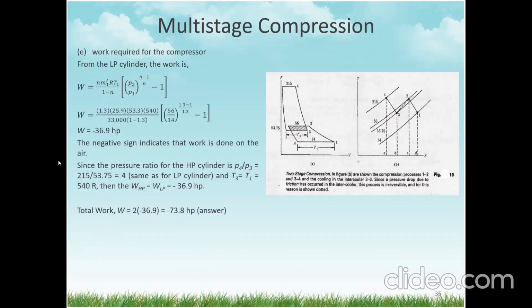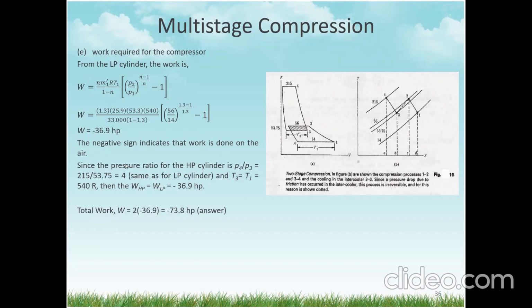So the work required for the compressor from the LP cylinder, the work W is equal to n m1 prime R T1 over (1 minus n) times [(P2 over P1) to the (n minus 1) over n, minus 1]. That is the work of compression. So work is 1.3 times 25.9 times 53.3 times 540 over 33,000 over (1 minus 1.3) times [(56 over 14) to the (1.3 minus 1) over 1.3, minus 1]. So negative 36.9 horsepower. The 33,000 is the conversion. So the negative sign indicates that the work is done on the air, on the air in the compressor, right? You might think it is the ambient.